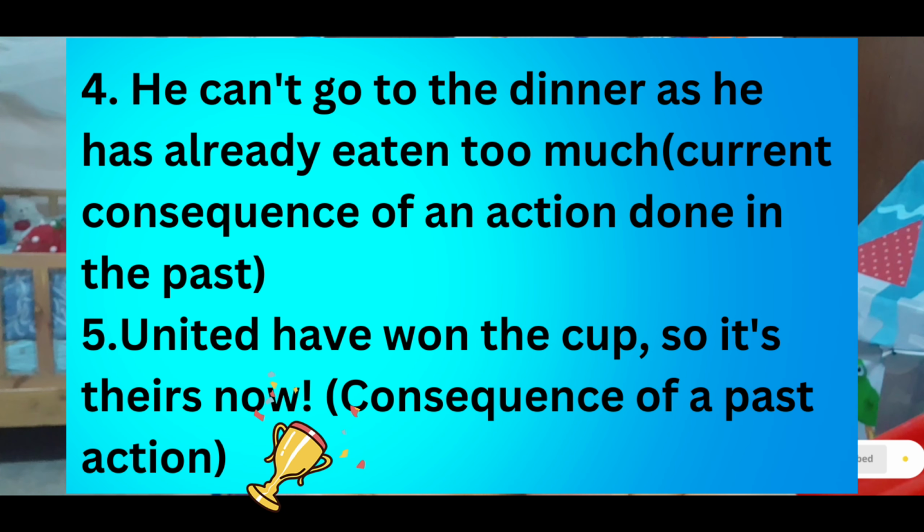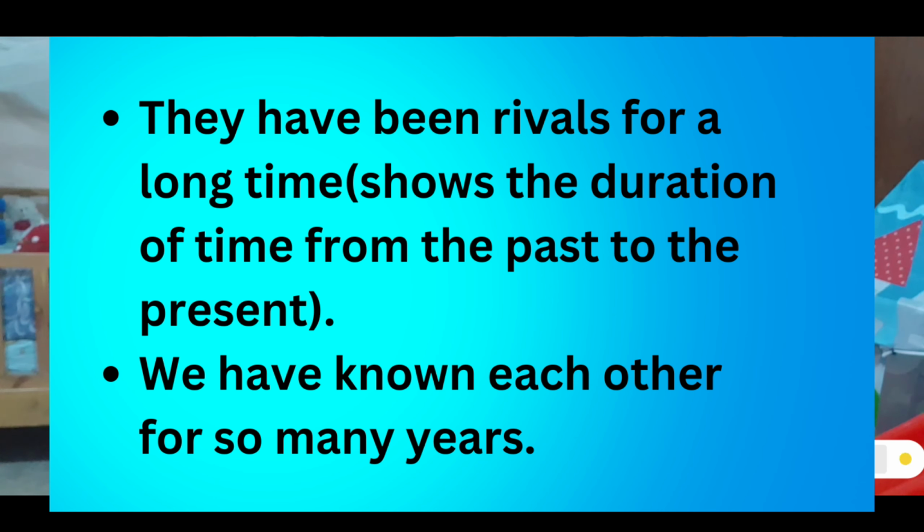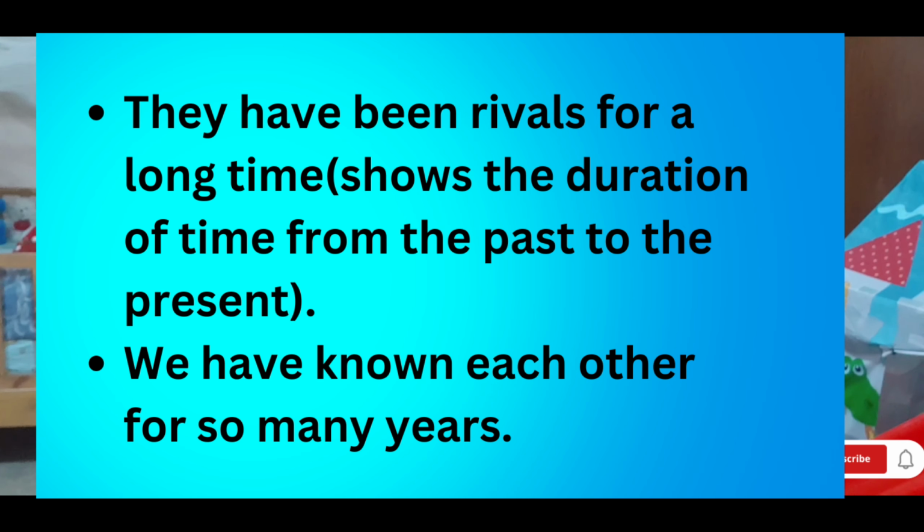United have won the cup, so it's theirs now. As they have won the cup, so the cup belongs to them now. Action versus the consequence. They have been rivals for a long time. This shows the duration of time from past to the present. We have known each other for so many years. It is again an example of the duration of time from the past to the present.